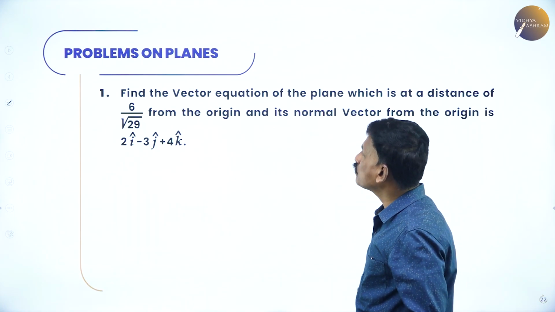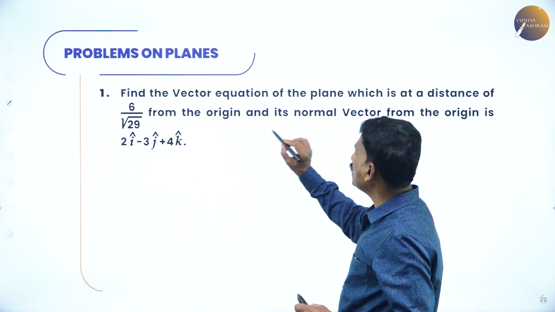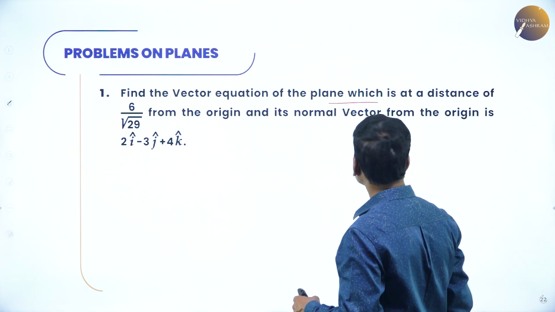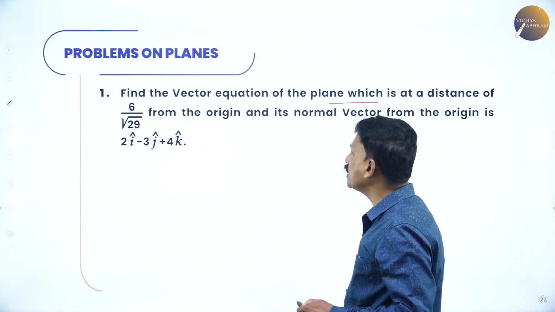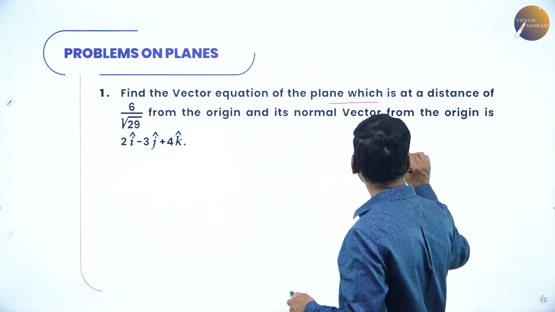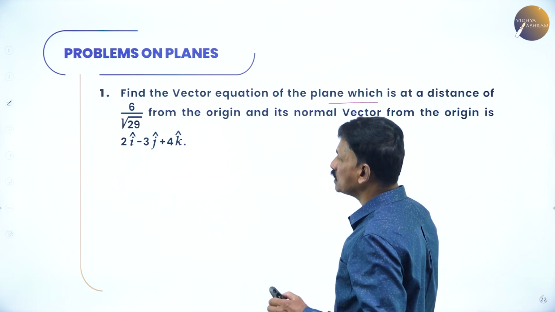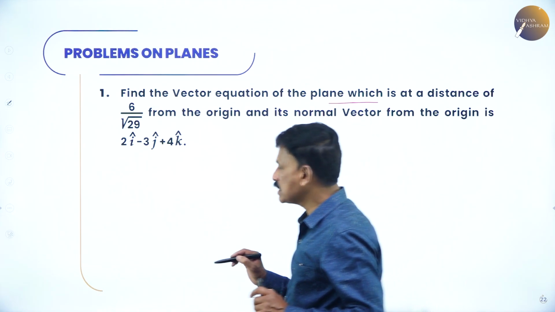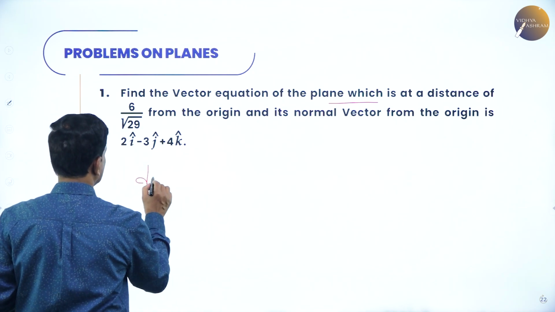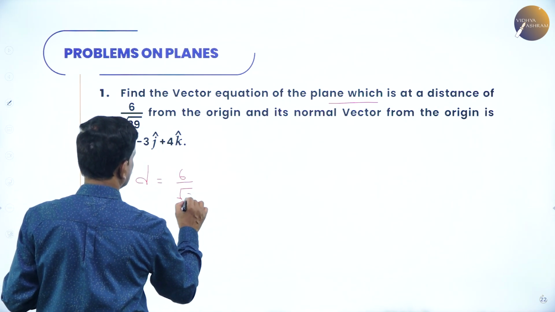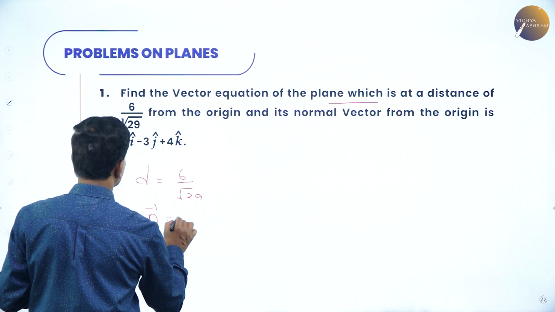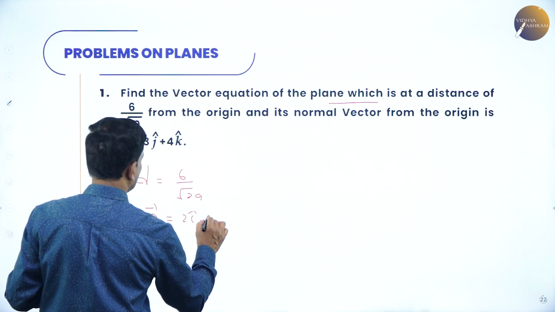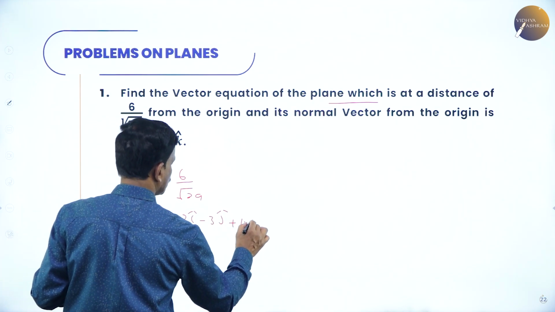Next concept is the problems based on the plane. Find the vector equation of the plane which is at a distance of 6 by root 29 from the origin, and its normal vector from the origin is 2i minus 3j plus 4k. Normal vector and the distance is given. Very simple. What is given? The distance d is equal to 6 by root 29 and the normal vector n is equal to 2i minus 3j plus 4k cap.